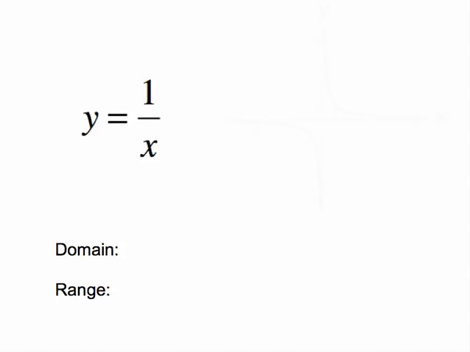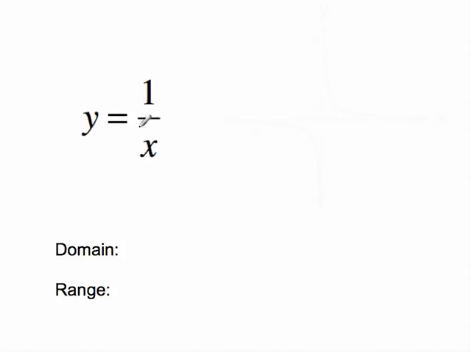Okay, next let's look at an equation. Here we have y is equal to 1 over x. And we want to ask first, what's the domain? So what values can x be? Now remember that to be in the domain, an x value has to give you a valid answer or a valid value for y. It has to make sense when you plug it into the equation.